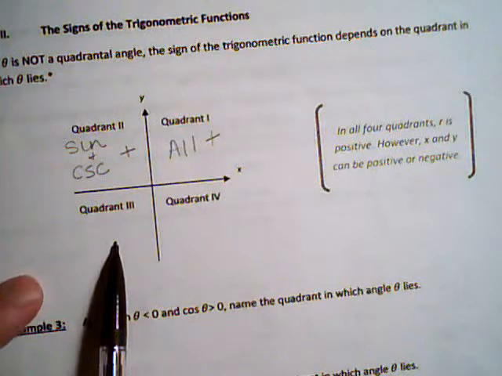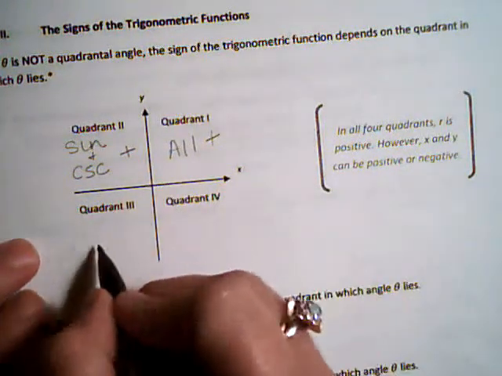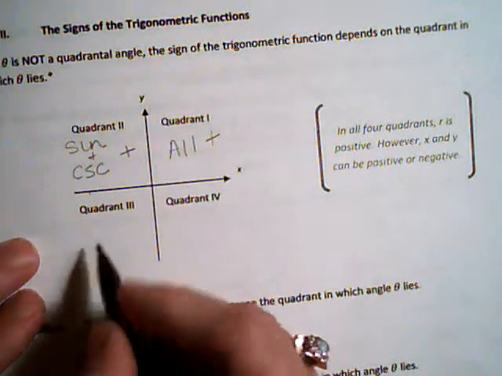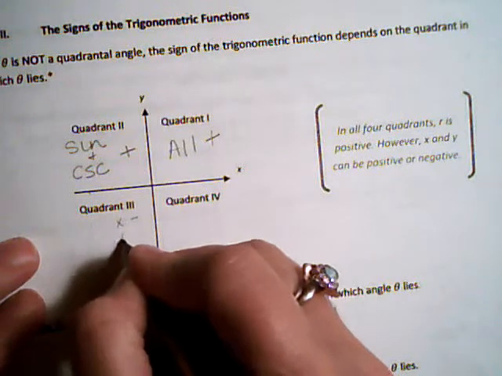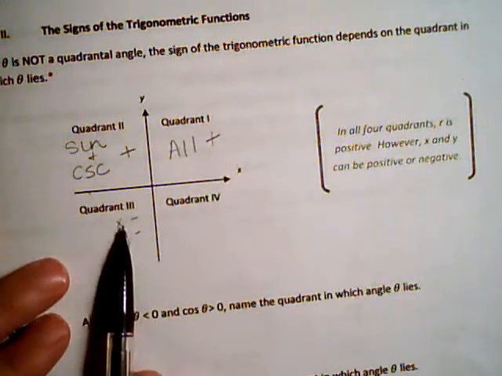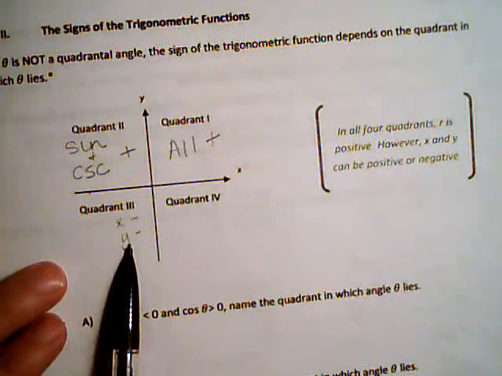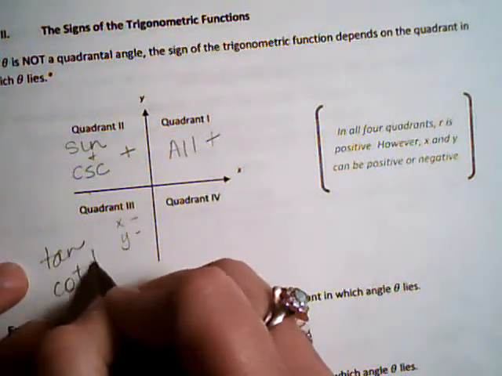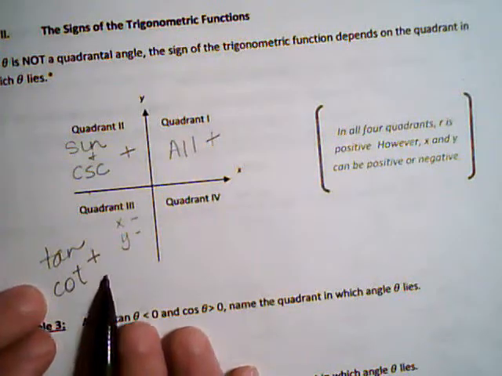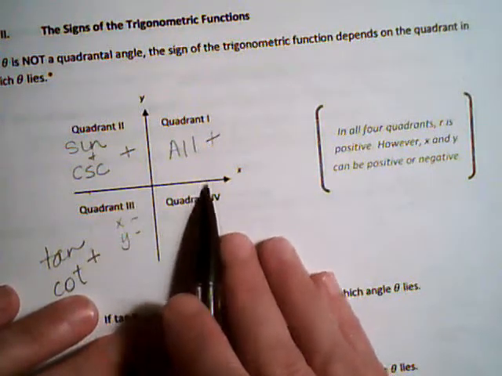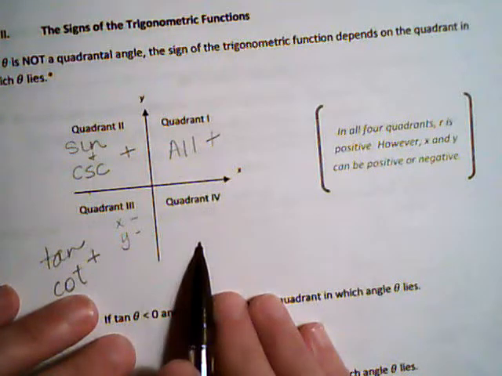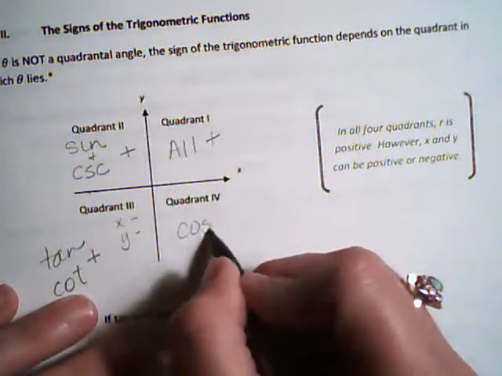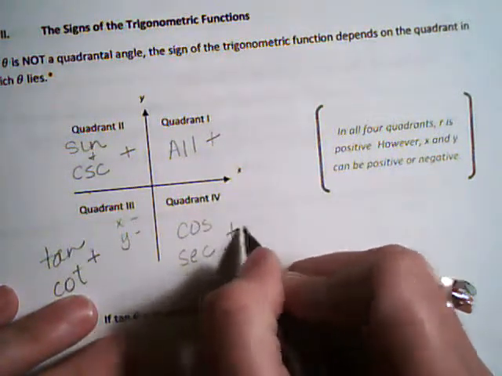Then in the third quadrant, our x value is negative and our y value is negative. If x and y are both negative, then I could have a negative sine and negative cosine, but tangent would be positive. So tangent and cotangent are positive in the third quadrant. And in the fourth quadrant, positive x, negative y. A negative y means that sine would be negative. A positive x means that cosine and secant would be positive.